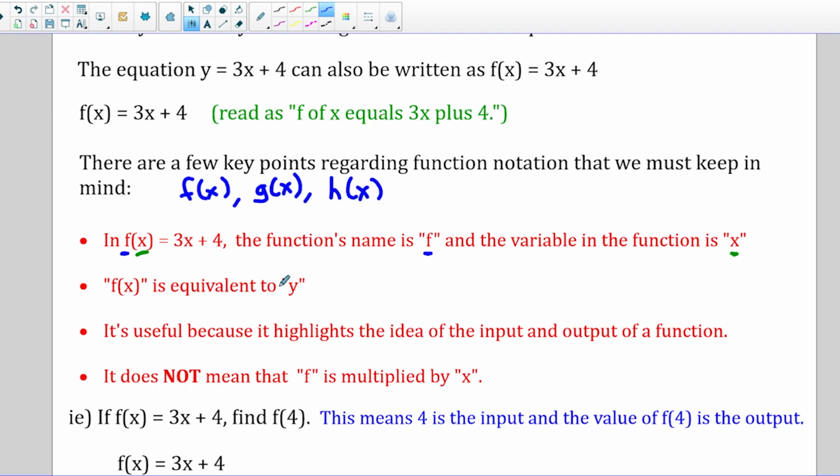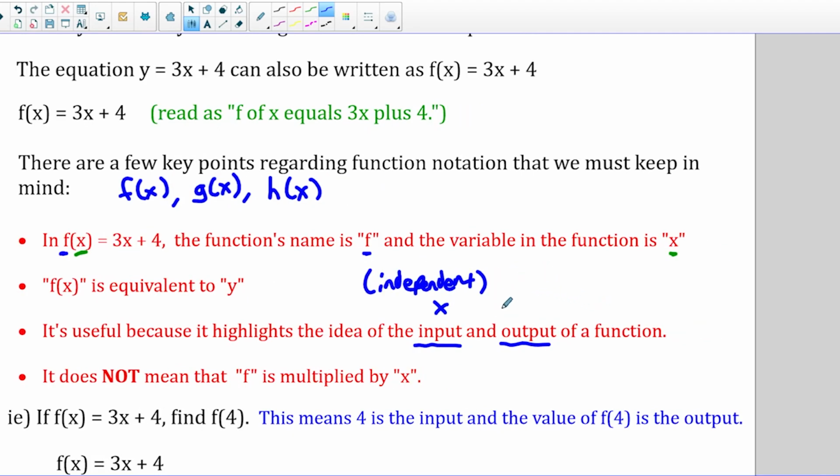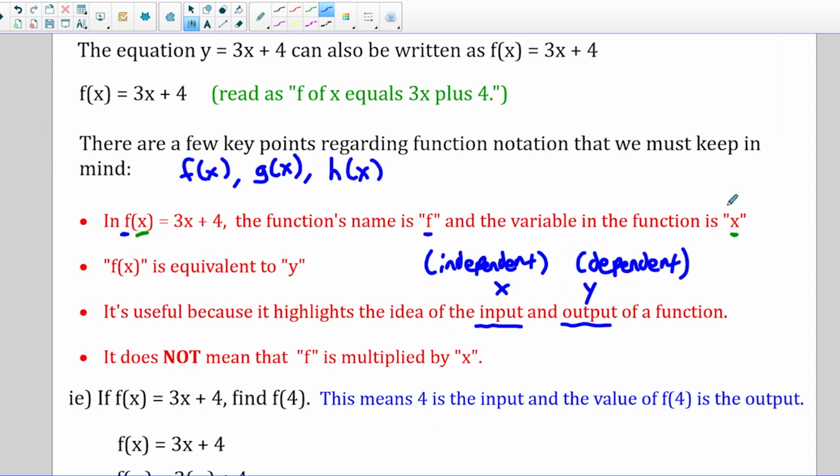f of x is also equivalent to y. So instead of saying y is equal to 3x plus 4, we can say that f of x is equal to 3x plus 4. Function notation is quite useful because it highlights the idea of the input and the output of a function. The input is always going to be our x value, otherwise known as our independent variable, and our output is going to be our y value, which we know to be our dependent variable. We'll get to what input and output mean a little bit later on.